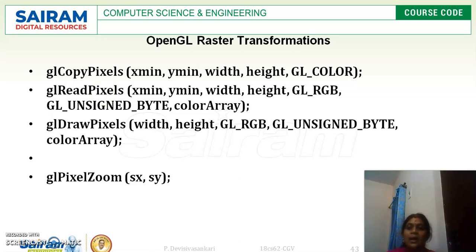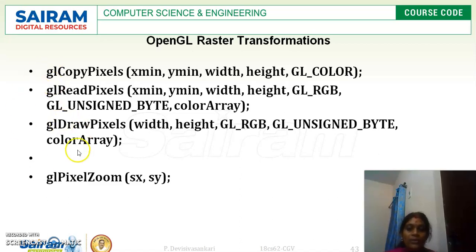And the next one is for rotation. Okay, so for rotation, glDrawPixels with width, height, and color, along with the unsigned byte and color array. Okay, so this is used to draw the pixels. And finally, the scaling operation. Scaling can be done very easily by using glPixelZoom. Okay, so if we are zooming, then we can enlarge the particular pixels, correct? So these are the different OpenGL raster transformations.